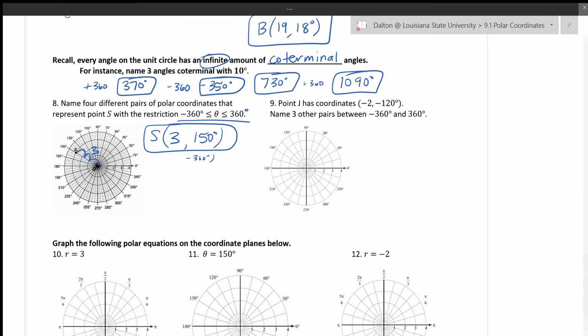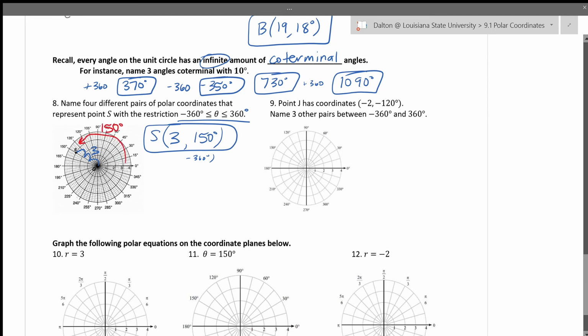So in other words, what's happening here is instead of starting at 0 and going to 150 degrees, what if I went the other direction? You know, going counterclockwise, how much would it take to get to that point? And that would be 180. No, lies. That would be 210? Yeah, that'd be 210 degrees. So that's another way to write 150 degrees, as 210. So that's another point for S. 3, still a distance of 3, but 210 degrees. Or negative 210, rather. Okay, so negative 210, 3.